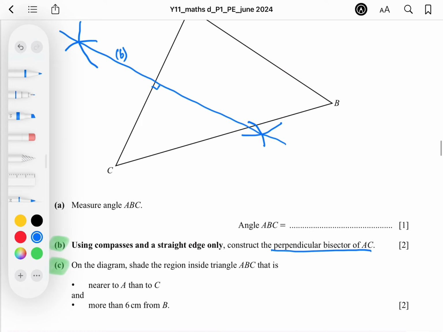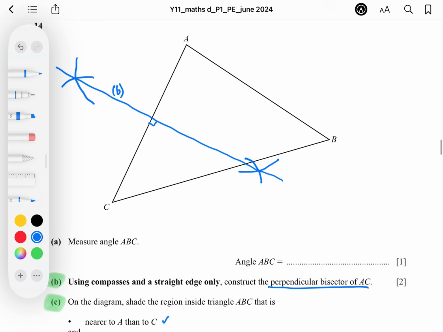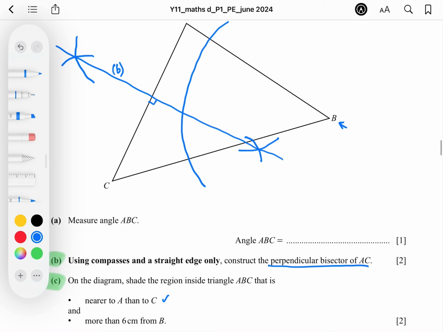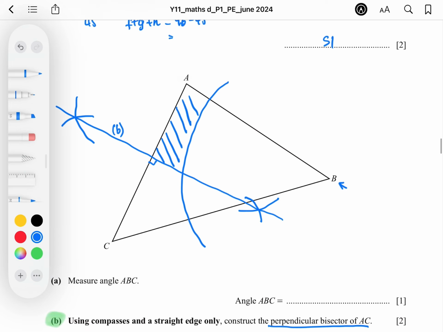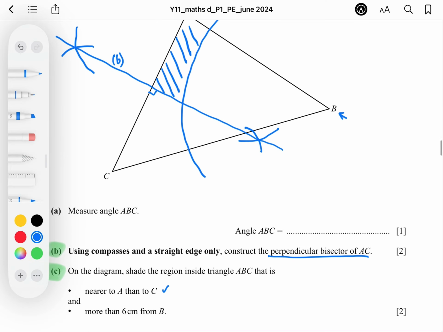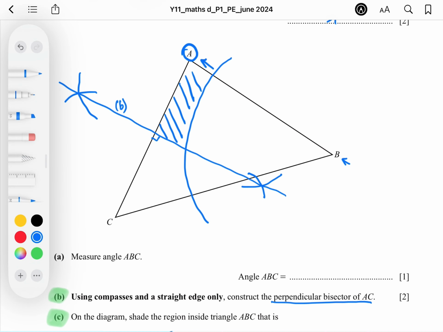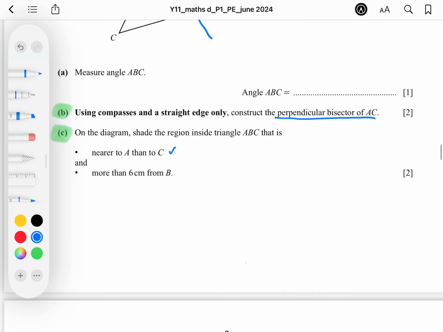And then we have the marker. And then from B, make sure you look at where B is. Using your compass, measure 6 centimeters, and you draw a 6 centimeter arc from B. So it's this region which is closer to A, and then more than 6 centimeters from B.